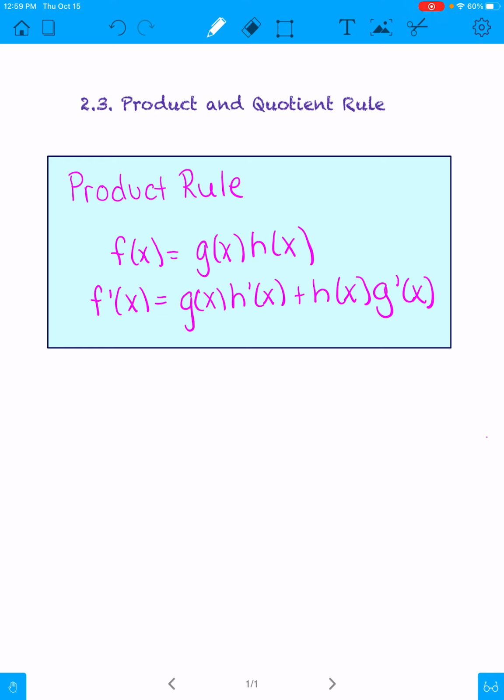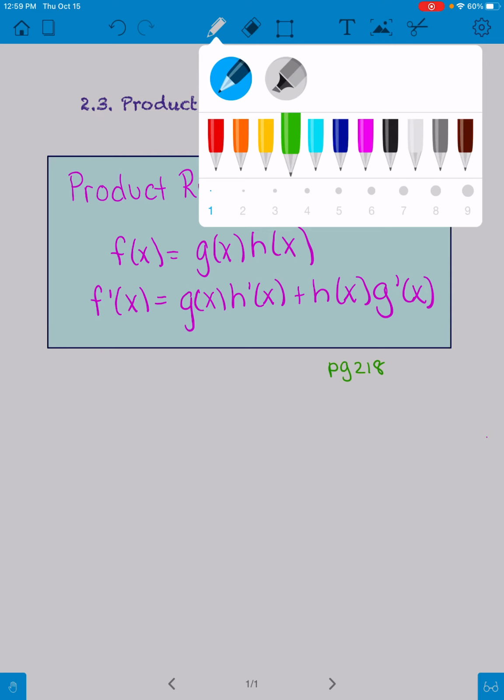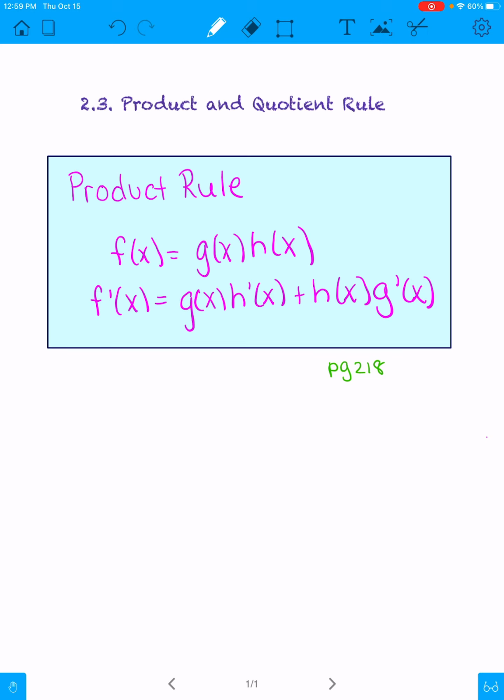Some of the proofs are pretty easy to do and I choose to do them. Other proofs, kind of like this one, can get pretty confusing, but yet it's still pretty important. So on page 218 is the proof for the product rule. Take a look at it. It's interesting, but it explains why things are the way they are. So for our problems now, I want you to find the derivative.